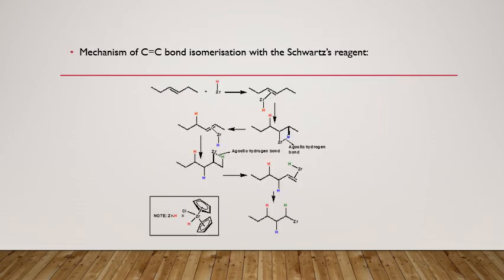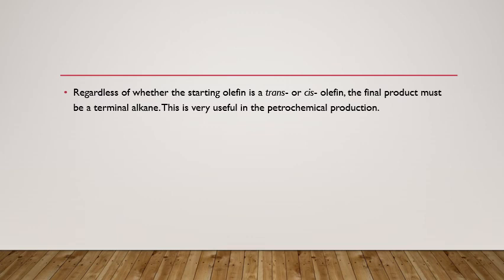The mechanism of C=C double bond isomerization with the Schwartz reagent is shown below, where it involves the reaction here, to produce the organometallic. Regardless of whether the starting olefin is a trans or cis olefin, the final product must be a terminal alkane. And this is very useful for petrochemical production.